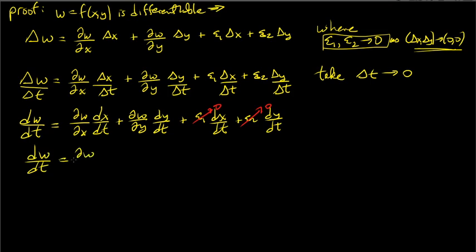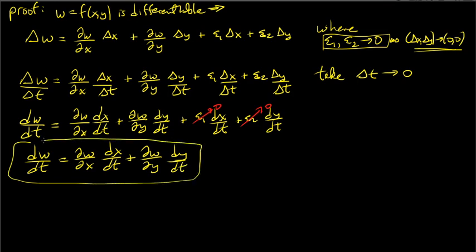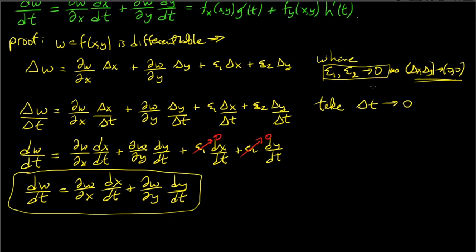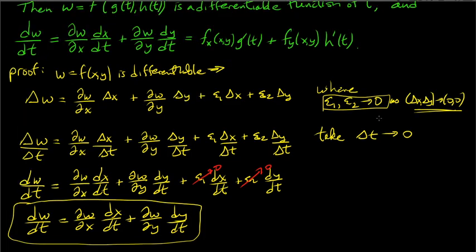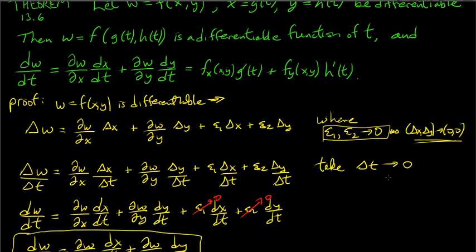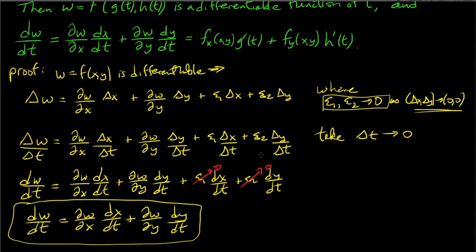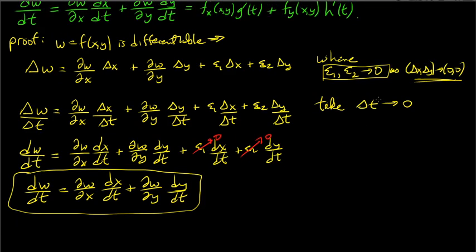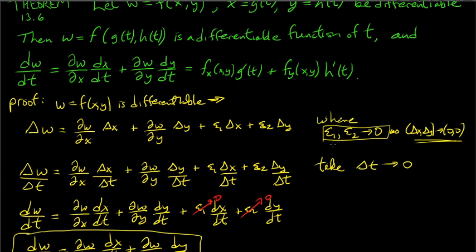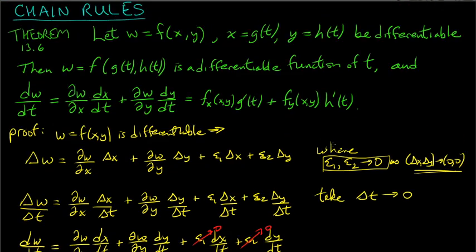I don't mind writing it all over again. Right. And that's all we wanted to show. So it just comes down to the fact that when delta t goes to 0, g and h are differentiable, and so the epsilon 1 and epsilon 2 also go to 0. Okay. So that's just a quick proof there.